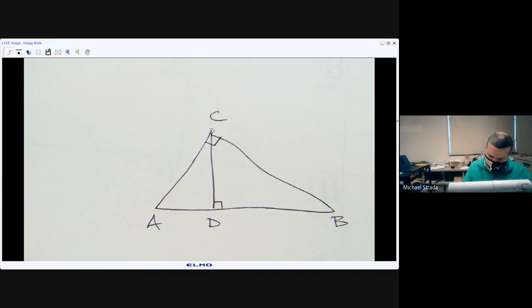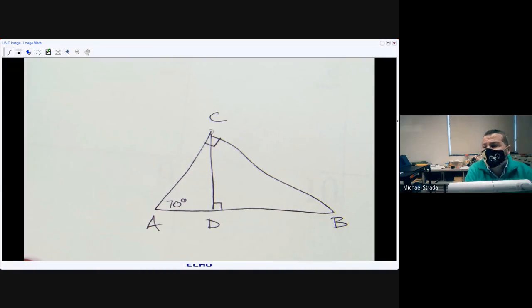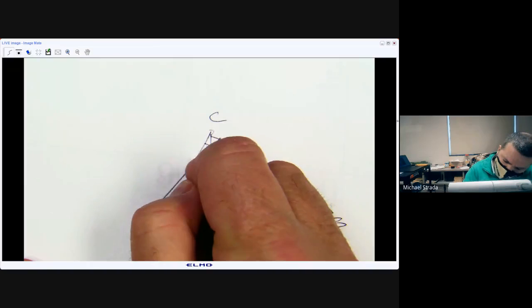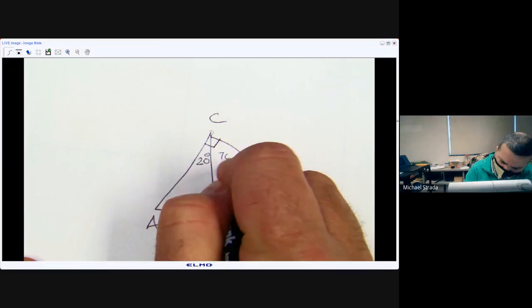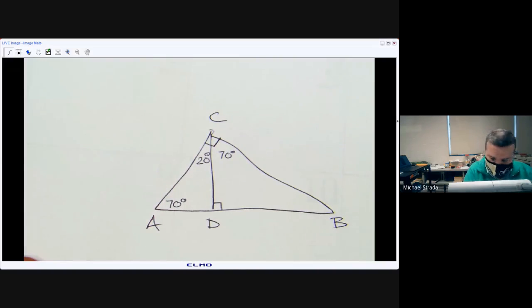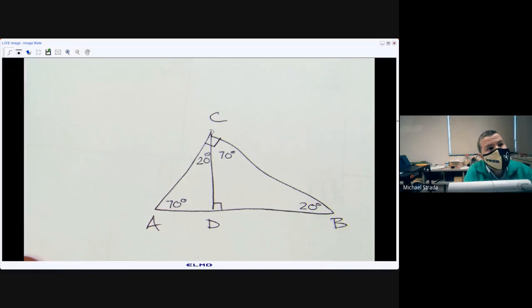All right, so we're going to make this a number, 70 degrees. By properties of a triangle, then this one has to be 20 degrees. By properties of complementary angles, then that one's got to be 70 degrees. And properties of triangles, that one's 20 degrees. Okay? So if you want to put in those numbers, if that's helpful for you, that's fine.